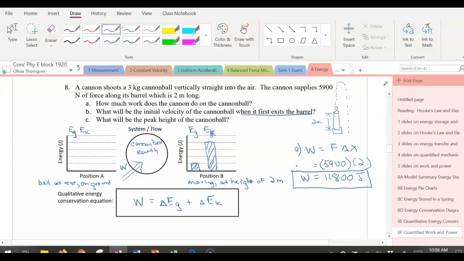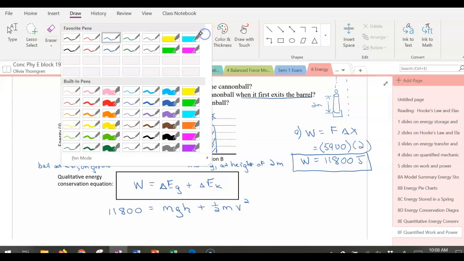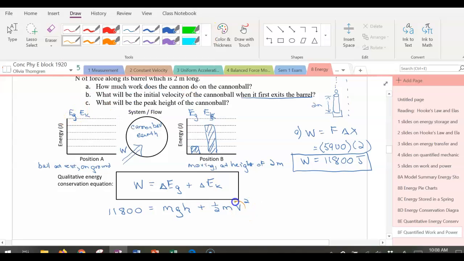And now it says, what's the initial velocity of the cannonball when it first exits the barrel? Okay, so I've calculated the work, that's 11,800. The gravitational energy at position B would be mg times the height at that position. The kinetic energy would be half of the mass times the velocity squared. And what they want me to solve for is this velocity.